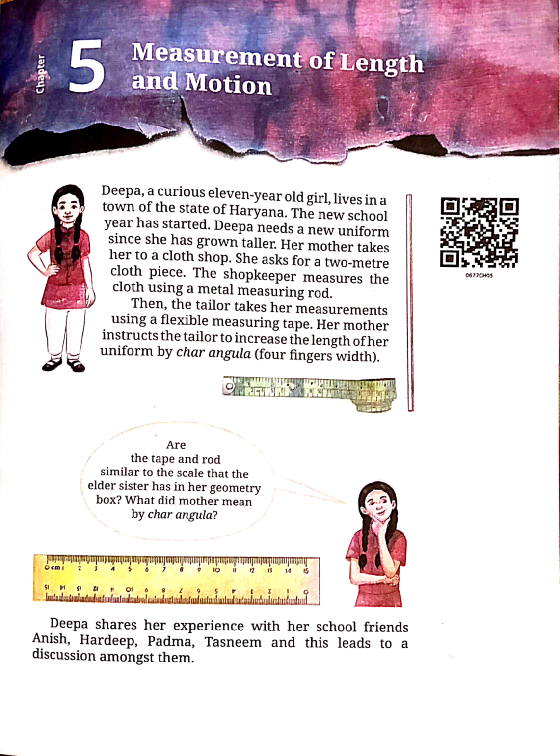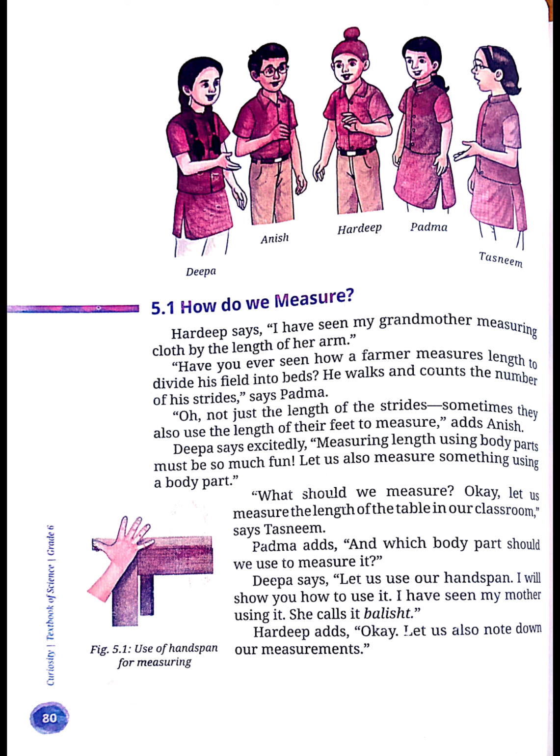Deepa shares her experience with her school friends Anish, Hardeep, Padma, Tasneem, and this leads to a discussion amongst them. 5.1 How do we measure? Hardeep says, I have seen my grandmother measuring cloth by the length of her arm. Have you ever seen how a farmer measures length to divide his field into beds? He walks and counts the number of strides, says Padma.